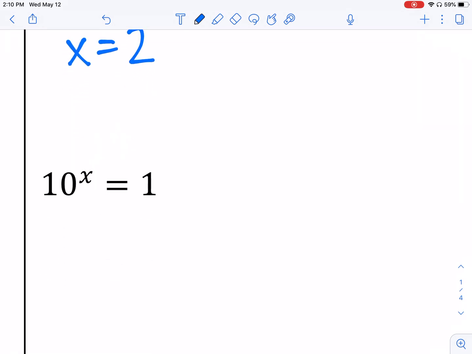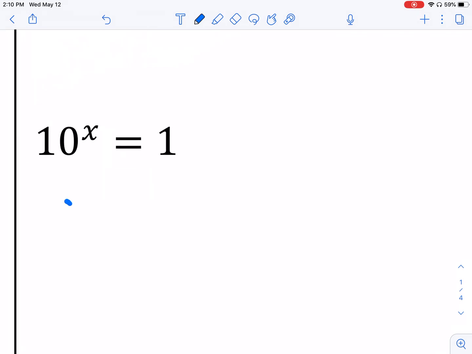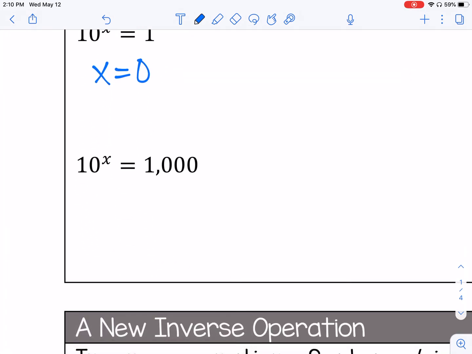What about this one here? 10 to what power equals 1? Well, anything to the 0 power is 1, right? So x is 0. What about this? 10 to the what power gives us 1,000? Well, 10 cubed.